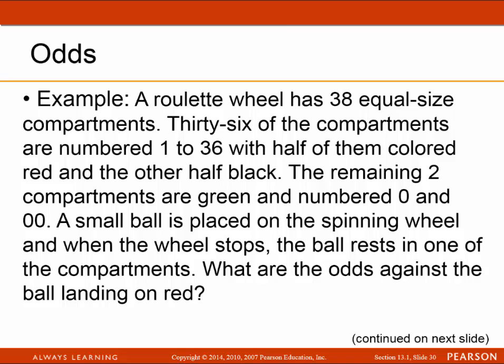Now, a roulette wheel has 38 equal-sized compartments. 36 of the compartments are numbered 1 through 36, with half of them colored red and the other half black. The remaining 2 compartments are green and numbered 0 and 00. A small ball is placed on the spinning wheel, and when the wheel stops, the ball rests in one of the compartments. So what are the odds against the ball landing on red?